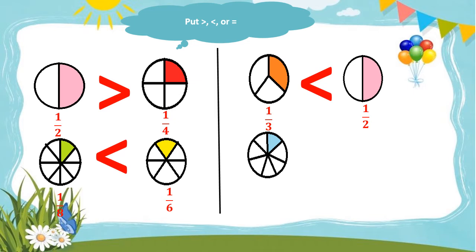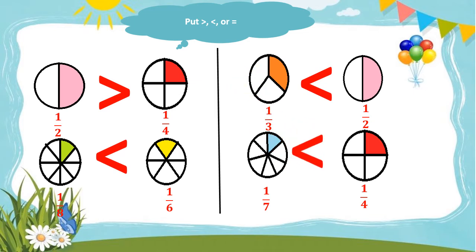We have a circle cut into 7 equal parts. We shaded 1 out of 7. We have another circle cut into 4 equal parts. We shaded 1 out of 4. Which part is the biggest part? Excellent, 1 out of 4 is the biggest part. So 1 out of 4 is greater than 1 out of 7.